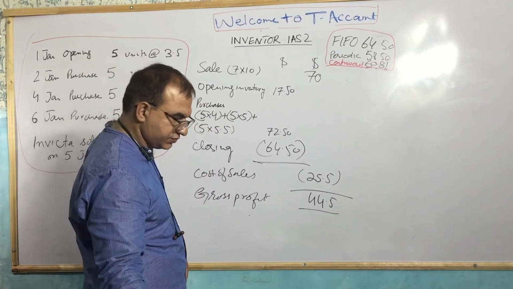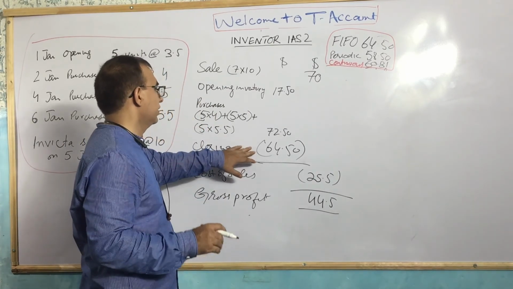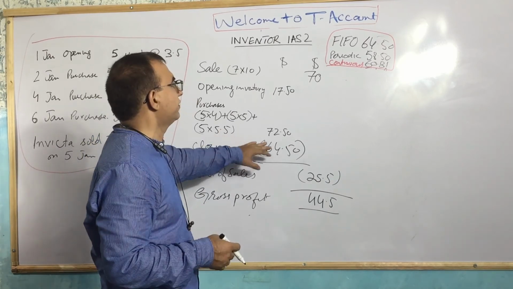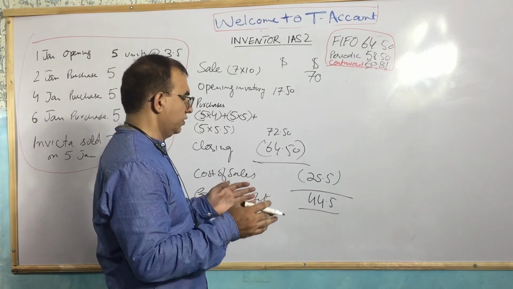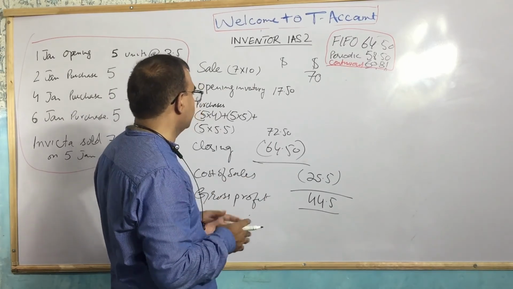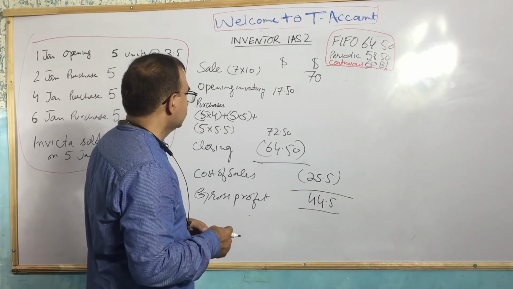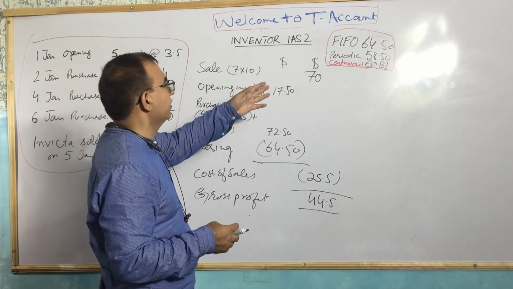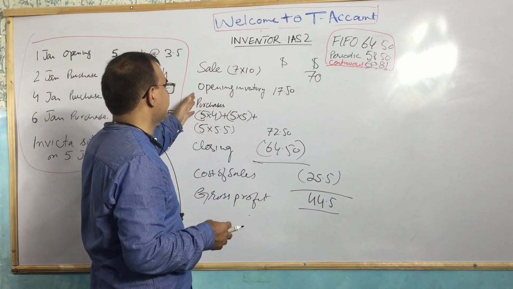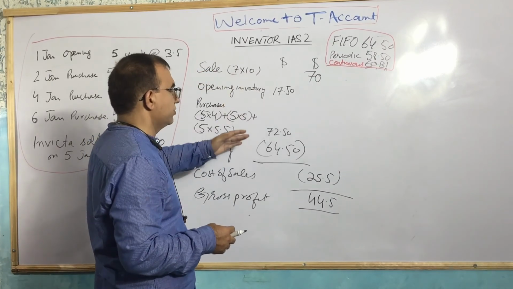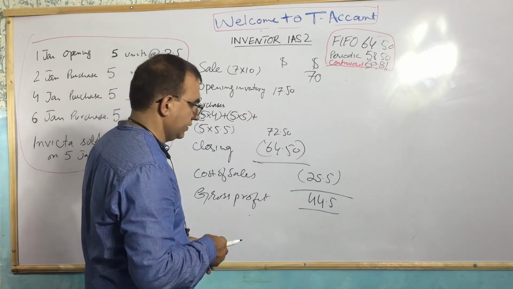Using different methods will change this value, and depending on this value of closing inventory, gross profit will also slightly change depending on the valuations. So that's why they give different methods, but the basic structure will be the same. Only you will change this, and this statement will be according to the next method.